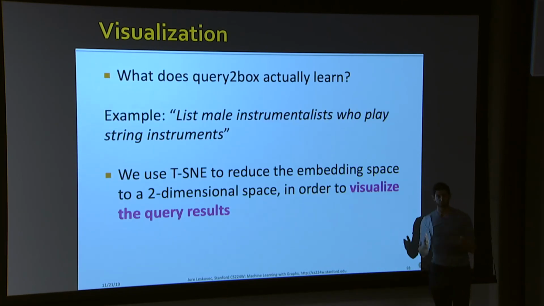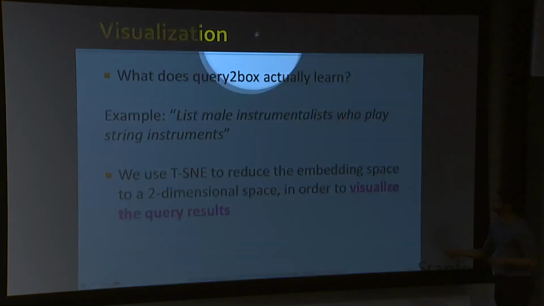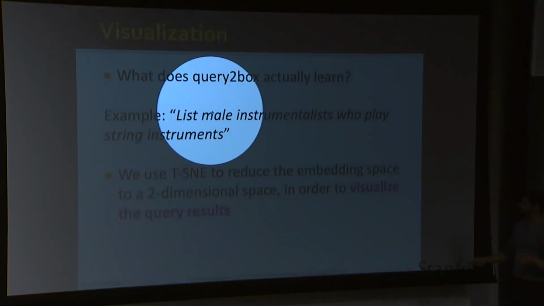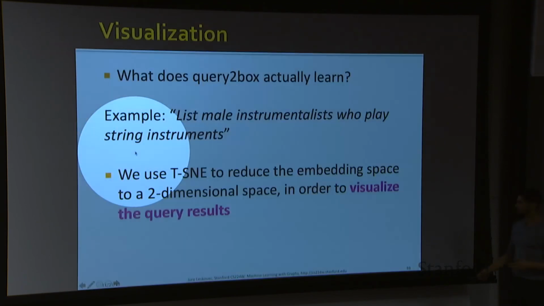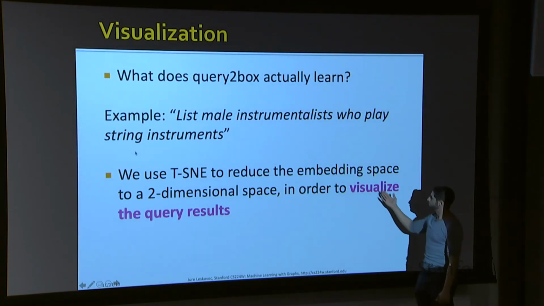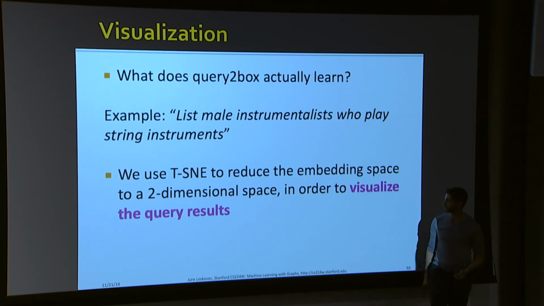And in the last few minutes, as I said at the beginning, let's try to go through a visualization to get a clue of how this is working exactly, okay? So we're going to use a slightly different query here, which is on Freebase. We try to list all the male instrumentalists who play string instruments, okay? And so what we do is we take our embedding space, we map it with t-SNE to a two-dimensional space, and we try to visualize the query result step by step, okay?